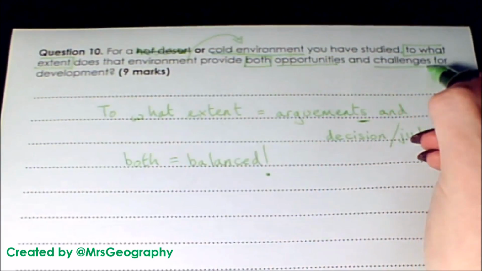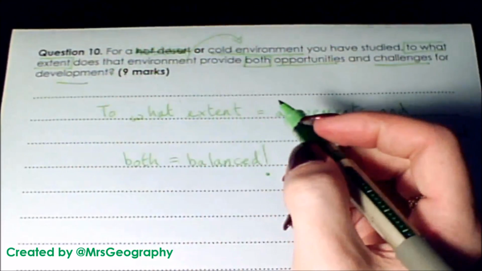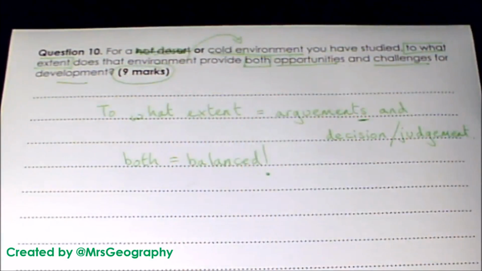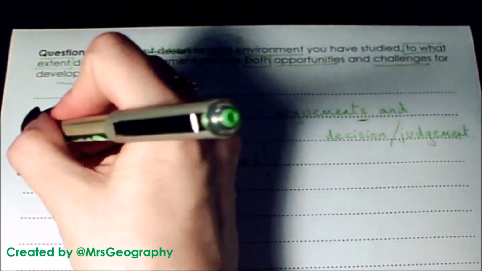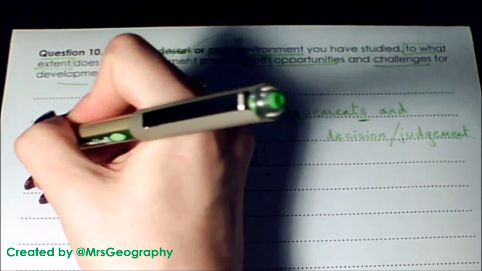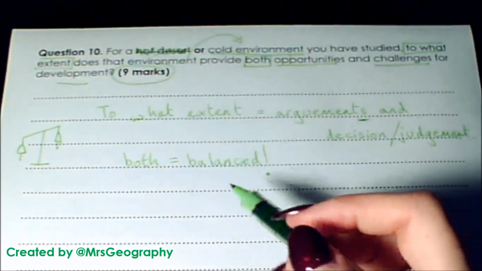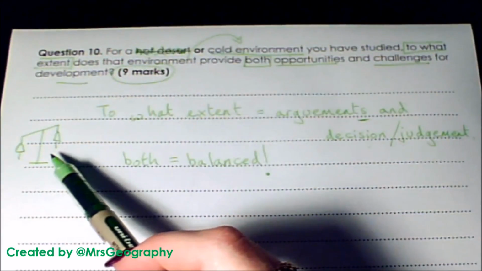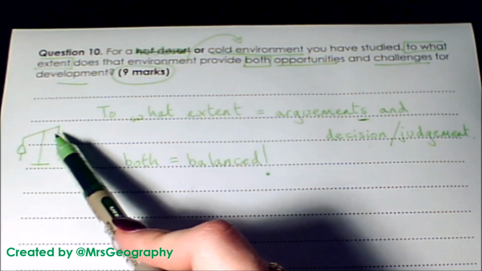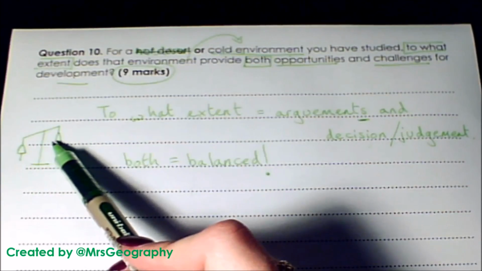Opportunities and challenges for development. So think about what development means. And it's worth 9 marks. Now, if you've seen a previous blog post on my website or in class, we related some scales to this question, looking at opportunities and challenges. So we're making a judgment based on what we think.